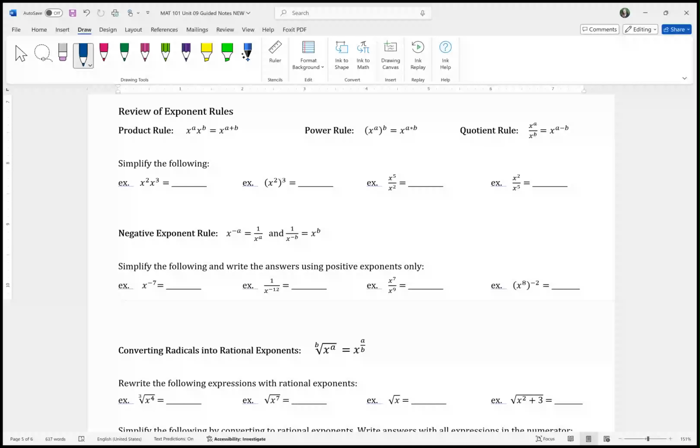All right, we are doing a very quick review of exponent rules, looking at a number of different rules in this quick review. Okay, product rule is first. Our bases are the same. We're going to take the exponents and add them.